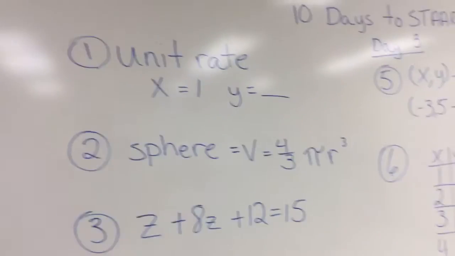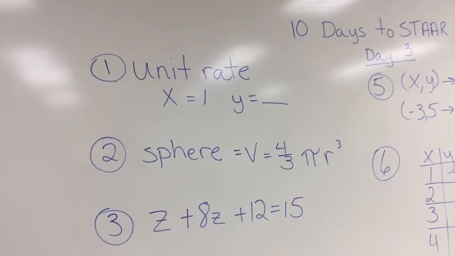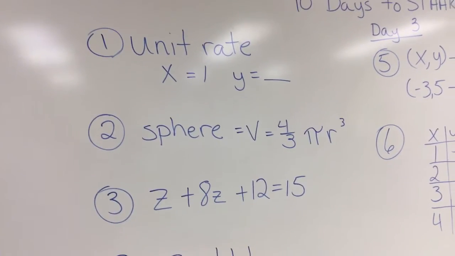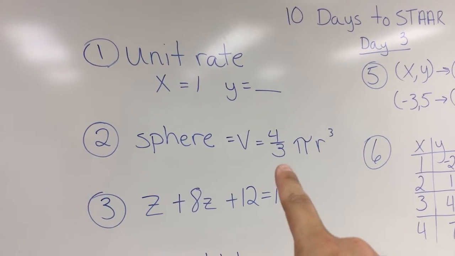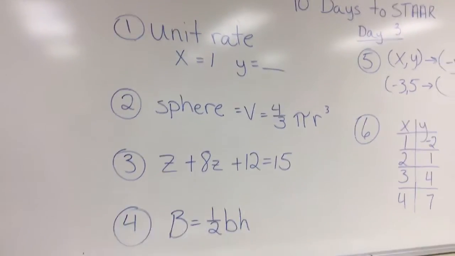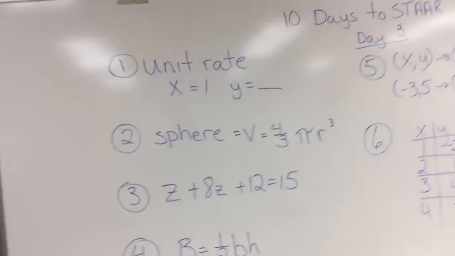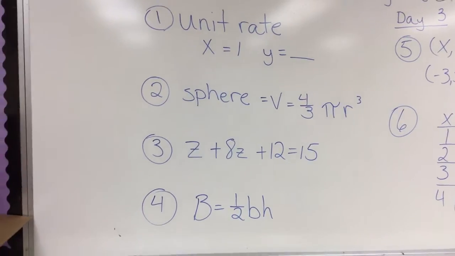Okay. Number 2 is a sphere has a diameter of 4 3/8 inches. What's the volume of the sphere? So there's our formula for a sphere, right? Volume equals 4/3 times pi times the radius cubed. So the diameter is 4 3/8, so you're gonna have to divide that by 2, okay?